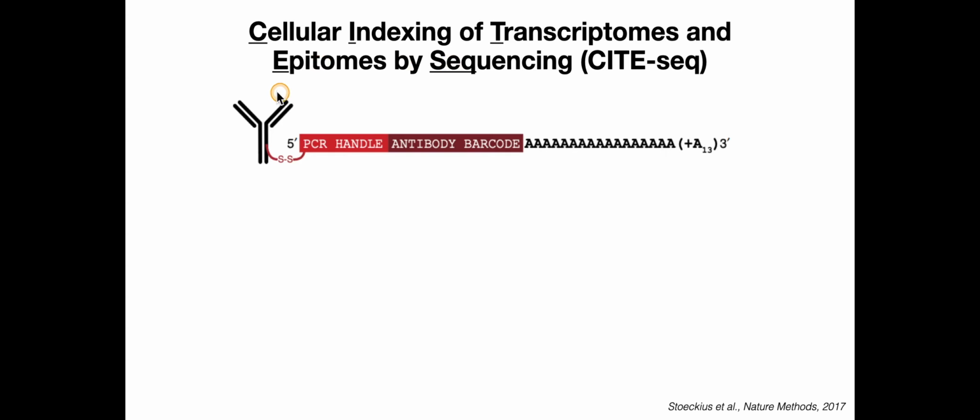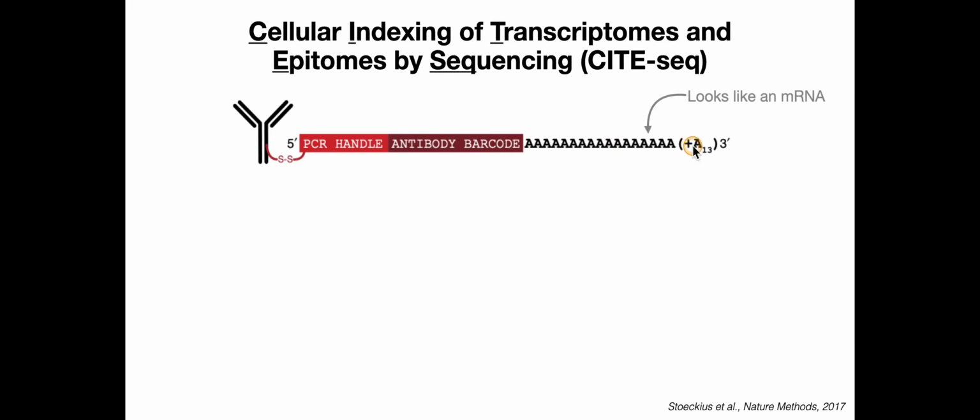The way CITE-seq works is instead of a bead conjugated to an oligo, it uses an antibody conjugated to an oligo. And that oligo contains a known PCR handle sequence, a barcode that is unique to that clone of antibody, and then a poly-A sequence. Now, this antibody barcode is unique to the clone of antibody. So if this were an antibody against, say, CD4 on the surface of CD4 T cells, it would have its own specific barcode. But if we had another antibody that was specific to a molecule on the surface of macrophages, it would have a separate barcode.